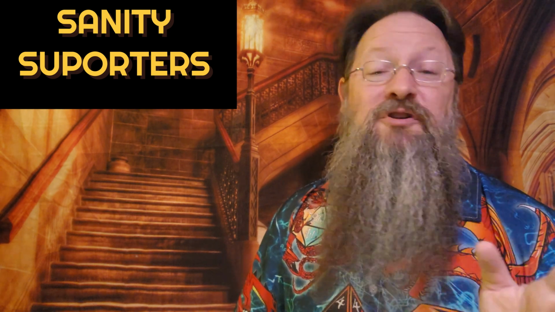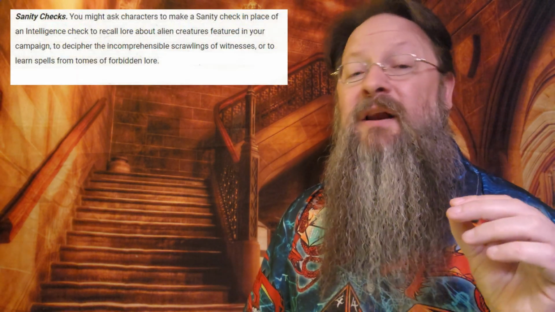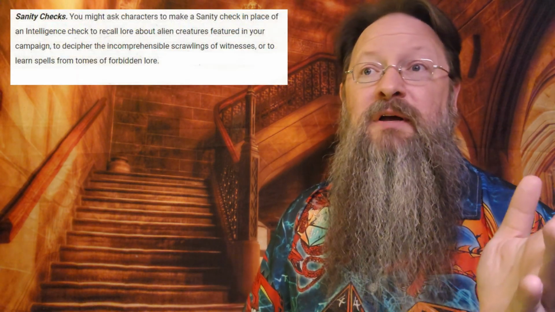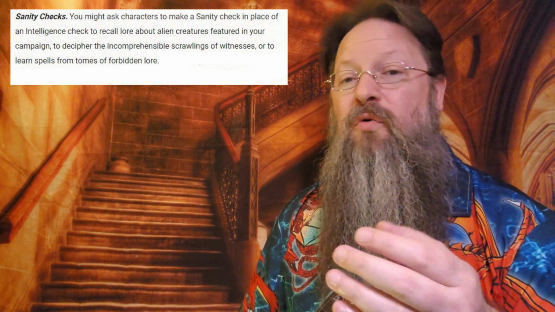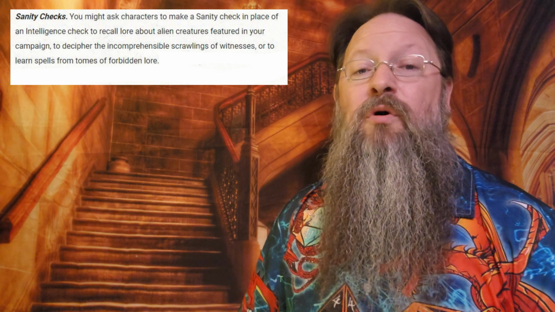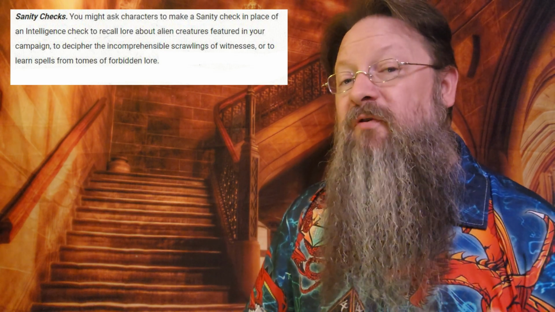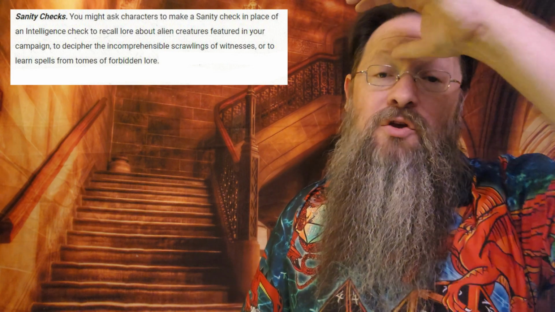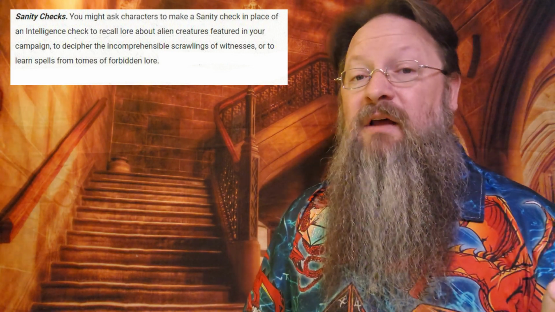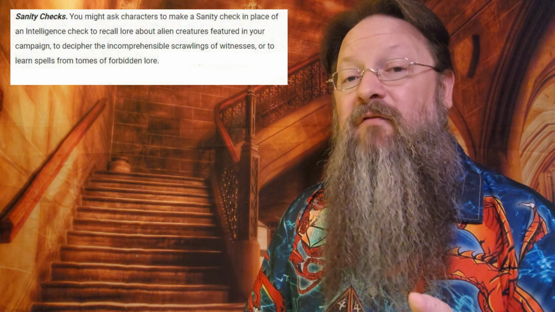Sanity score, as mentioned earlier, is a 7th possible score. We've already covered how to generate that score, but when it comes to performing a sanity check, this is what you do. Instead of performing an intelligence check, for example, to determine the lore of a strange-looking creature, or deciphering an alien language, or even when attempting to learn a spell from a forbidden tome, the DM will have you roll a sanity check instead.